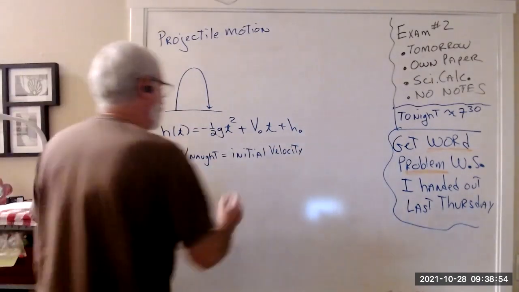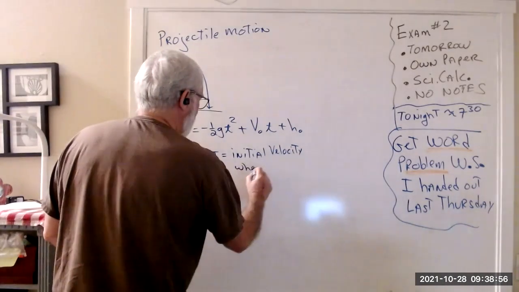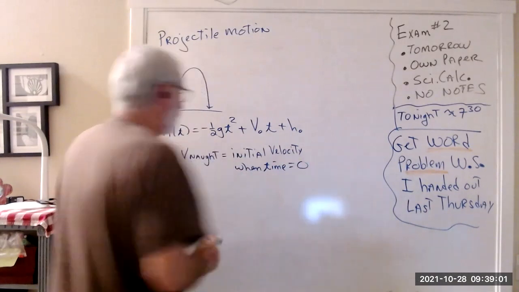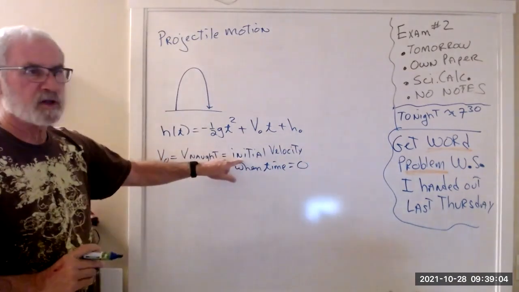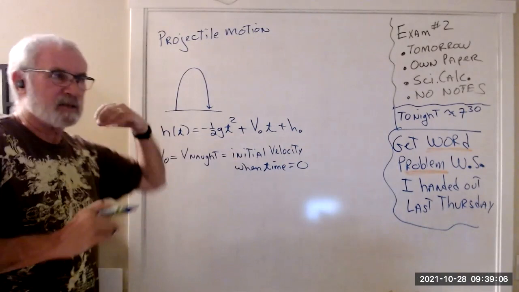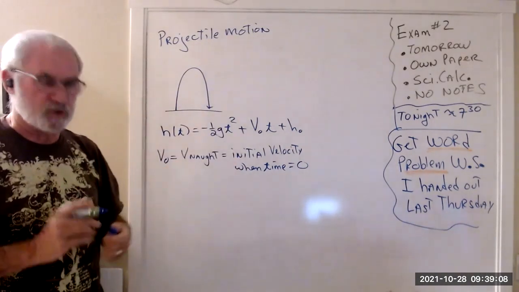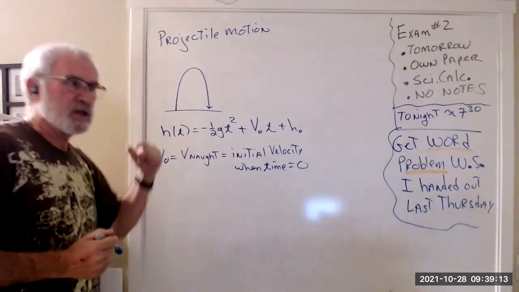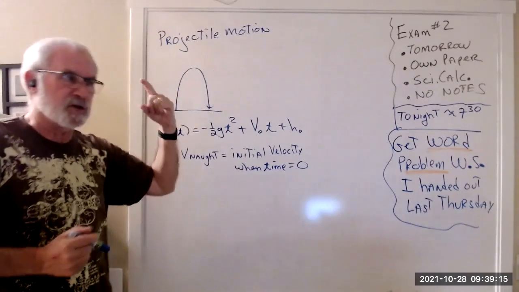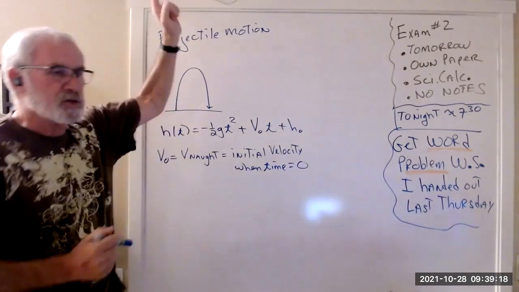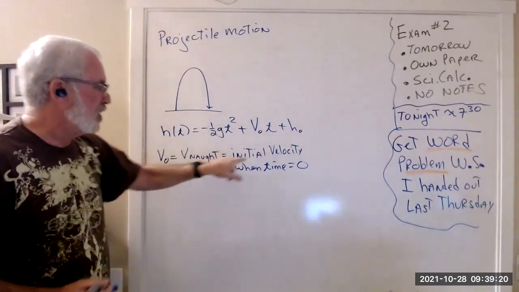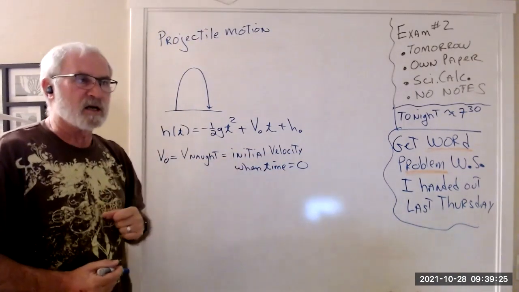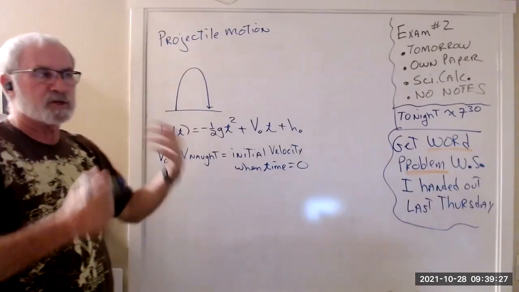The implication is when time equals 0. So when we talk about initial velocity, that's at the beginning of whatever this problem is. So when you shoot a gun, what's the initial velocity of the bullet? The instant you pull the trigger, now the bullet starts to go up. That's called its initial velocity when time is 0, at the very beginning of this experiment or of this problem.